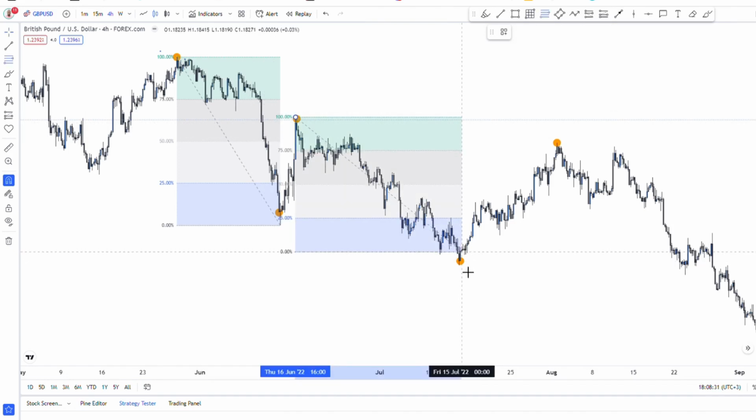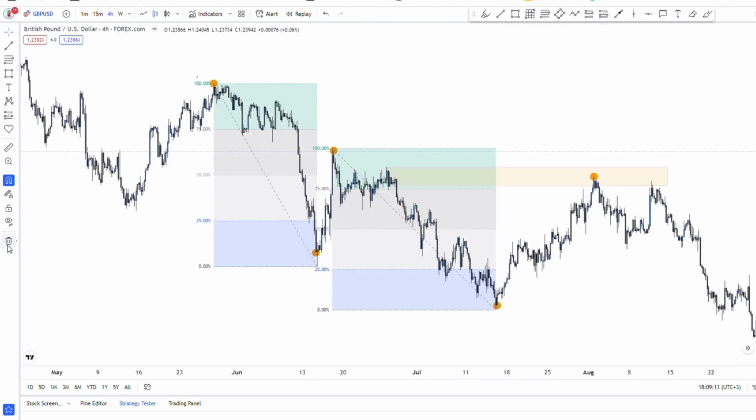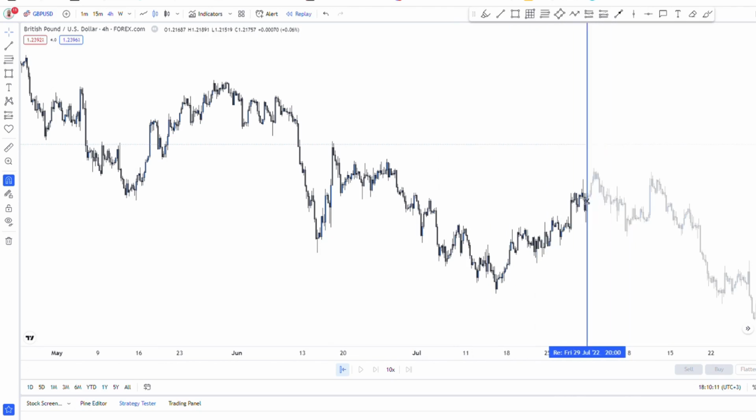Similarly for this range here, we have price retracing into the premium price zone, responding to the supply zone, and eventually selling off. So that is how we apply premium and discount price to increase the probability of winning a trade. So I'm going to replay the market and see how to apply this tool.